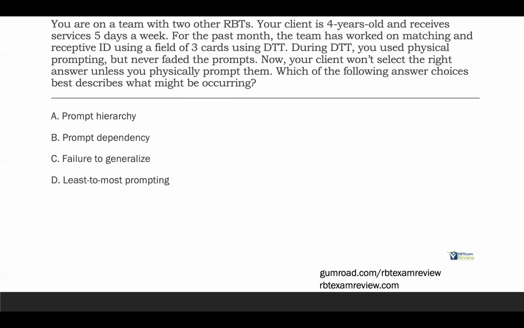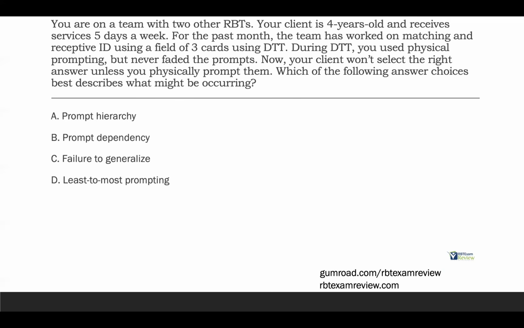Prompting is an effective tool. It's a strong tool. It's a good tool, okay? But if you're going to use it, you need to use it correctly and you need to fade the prompts, okay? So our client now won't select the answer unless you physically prompt them. What does this describe? Is it a prompt hierarchy? No.